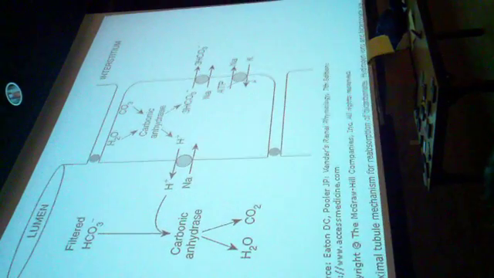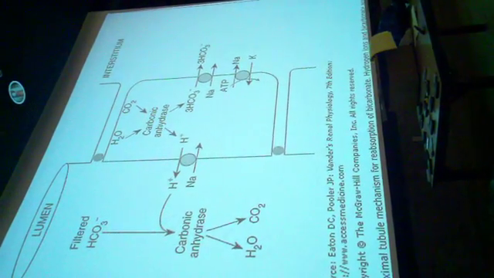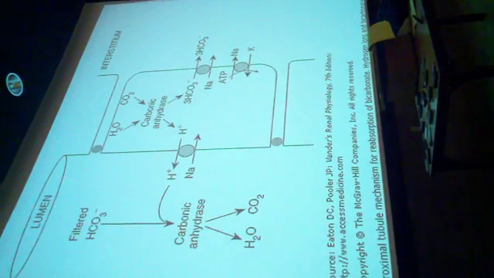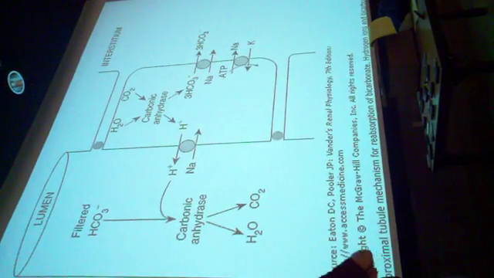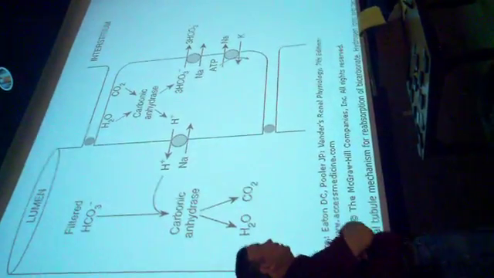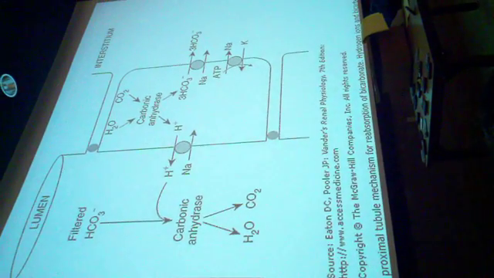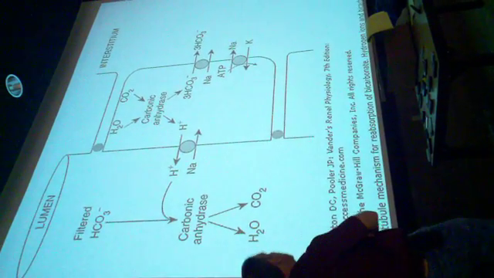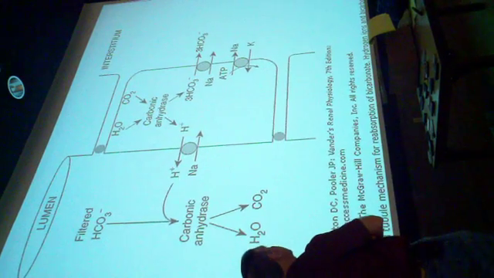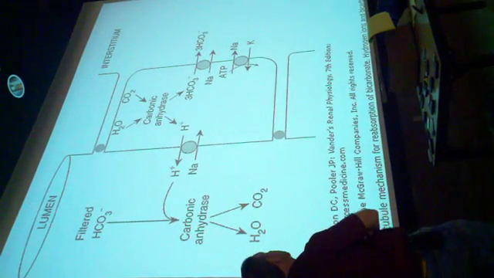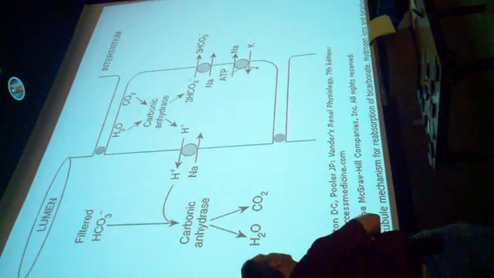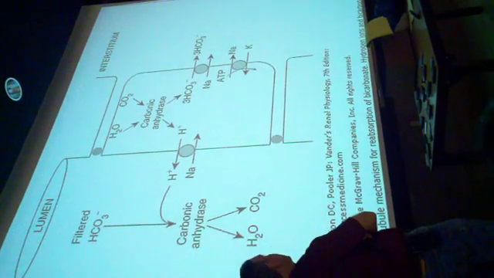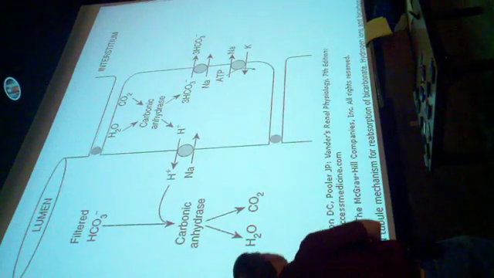The next one looks at the role of bicarb in buffering urine, and the lumen is the tubule for the urine. At the beginning of the tubule, you filter in some bicarb. So you're filtering in bicarb. There's a sodium proton transport system, and it's going to pull the proton from the carbonic anhydrase reaction, from carbonic acid, and dump it into the lumen.